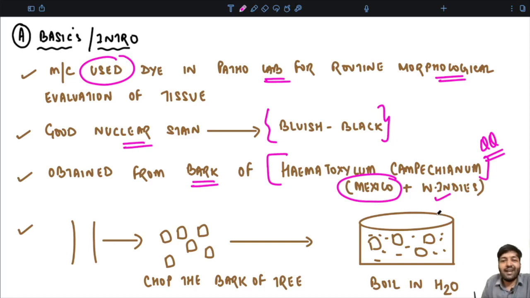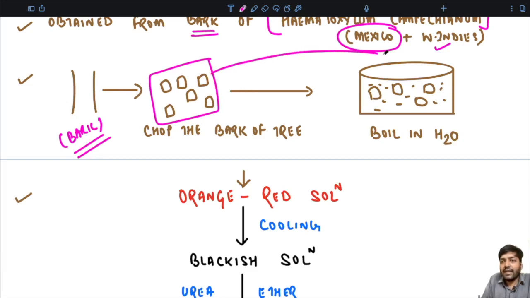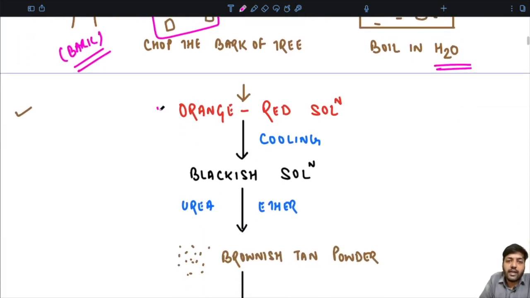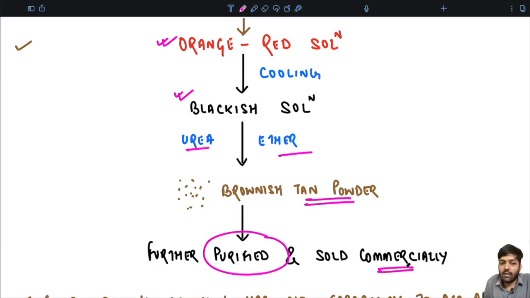Most commonly it is obtained from Mexico, and some of it is also obtained from the West Indies. So how do you prepare this particular dye? For example, this is the bark of that particular tree, okay? You cut the tree and chop the bark into pieces like this, then boil these pieces in water till the solution turns orange red in color. On cooling, the solution will become blackish. To that you add urea and ether, and ultimately you precipitate a brownish tan powder, which is further purified and sold commercially.